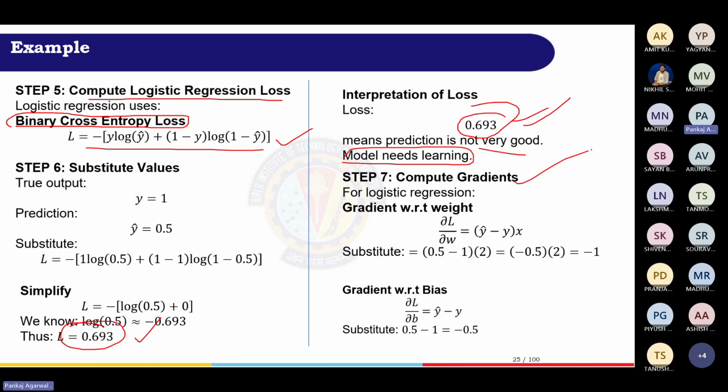Then we started with the gradients. We computed the gradient. I hope everyone knows it. When we use binary cross entropy loss, this is what we are left with. We explained it before also.